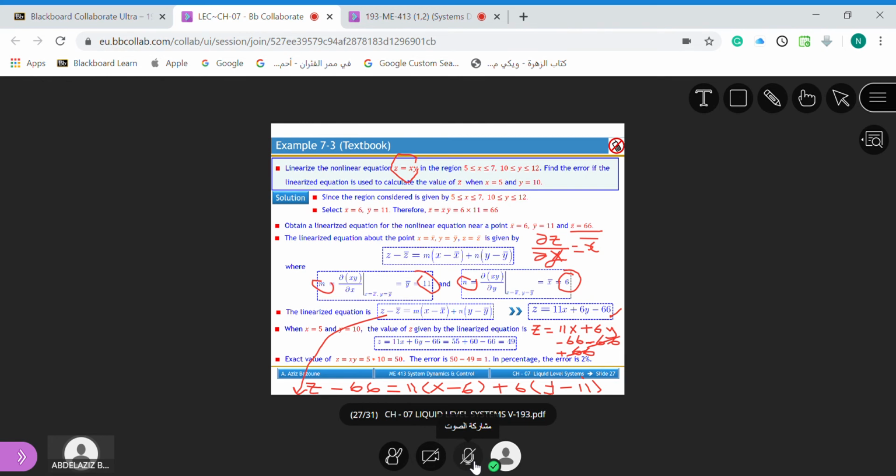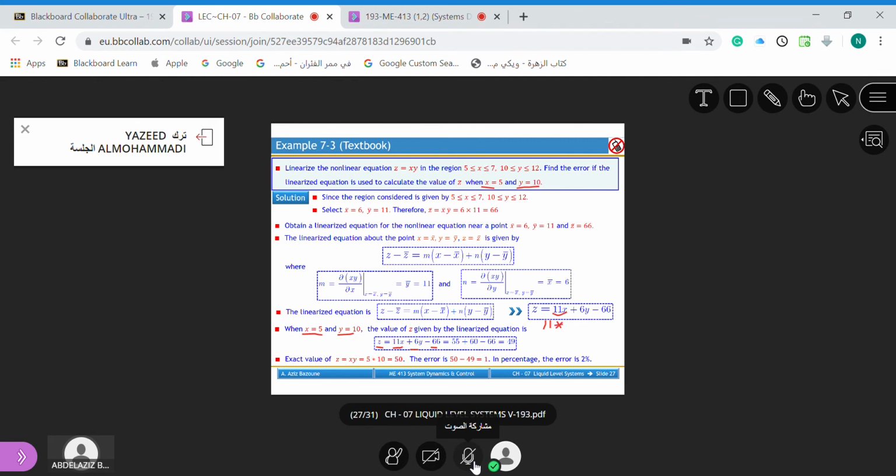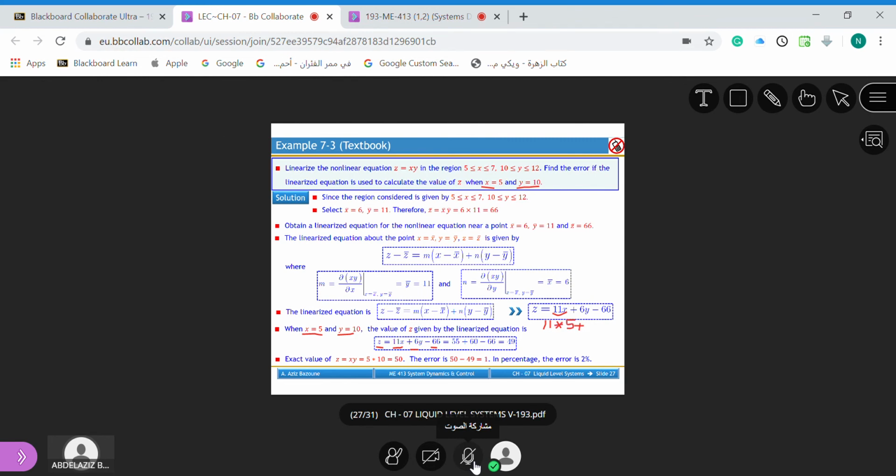Now, he asks you to substitute when x is equal to 5 and y is equal to 10, what will be the value? When x is equal to 5 and y is equal to 10, Z will be equal to 11x plus 6y minus 66. So it will be 11 multiplied by 5 plus 6 multiplied by y, which is 10, minus 66. What is this value, Shabab? Here 55 plus 60 minus 66. This value will be equal to 49.